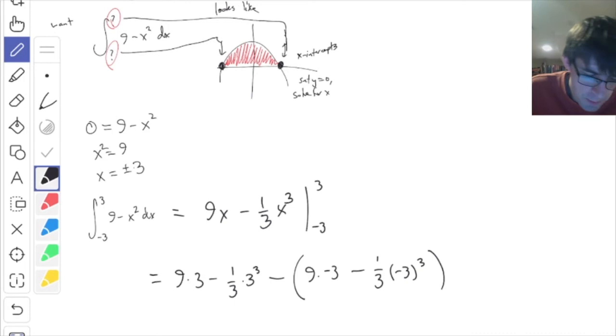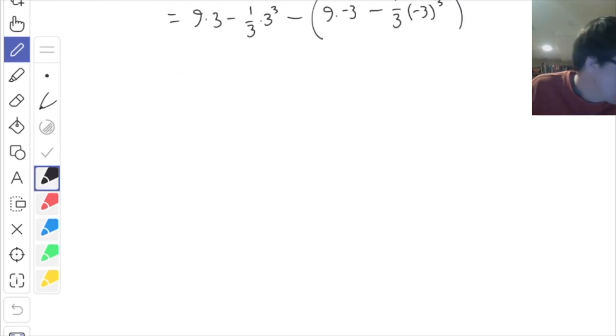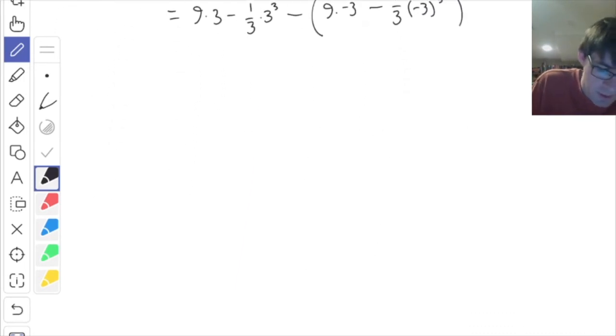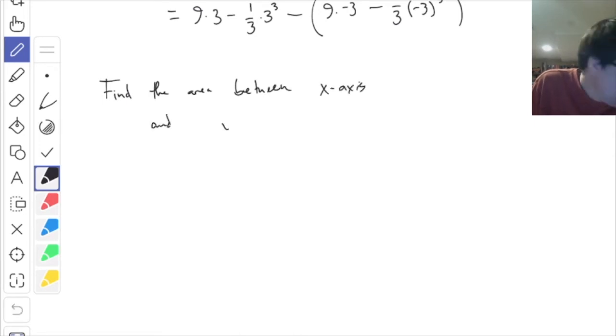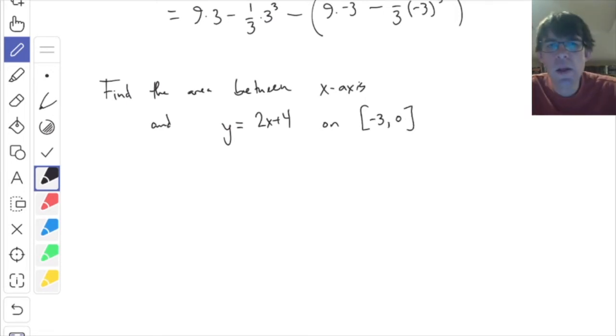All right, let's do one more, and then maybe we'll have some time to get started on the homework. So I don't know if you've already looked at it. Okay, this one is a little trickier. Find the area between the x-axis and this function, y equals 2x plus 4, on the interval negative 3 to 0. All right. This one I actually told you the interval of x values. It is x going from minus 3 up to x equals 0.